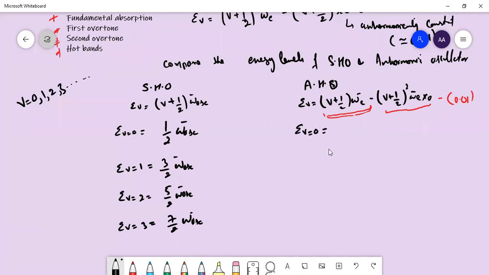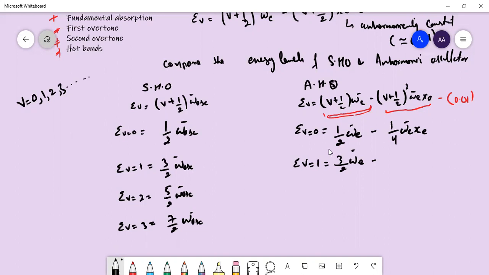Then my equation becomes, for V equals 0, 0 plus 1/2, that is 1/2 omega E bar. Similarly, the second term will be 0 plus 1/2, that is 1/2, and 1/2 squared is 1/4 omega E bar xe. Likewise, if I substitute the vibrational quantum number as 1, the equation becomes 1 plus 1/2, that is 3/2 omega E bar.